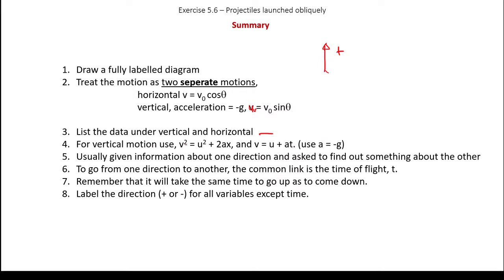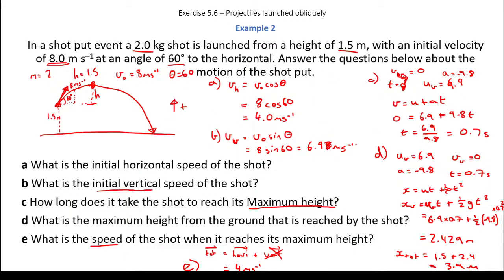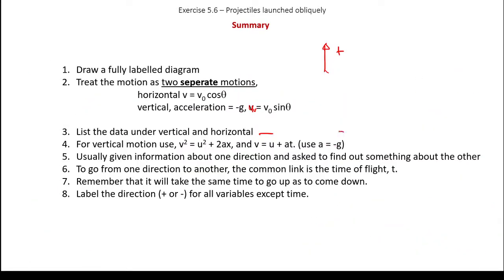For vertical motion, we get to use v squared equals u squared plus 2ax, or v equals u plus at, and we also get to use x equals ut plus half at squared. That's another really handy one. Usually you're going to be given information about one direction and asked to find something else about the other. When you go from one direction to another, you find the common link is time of flight.